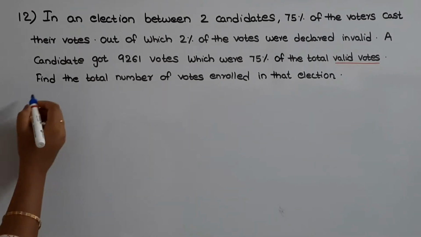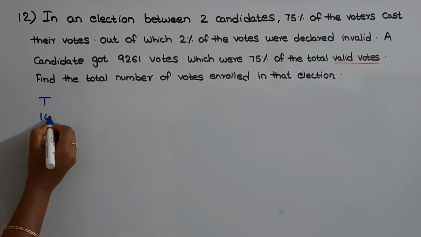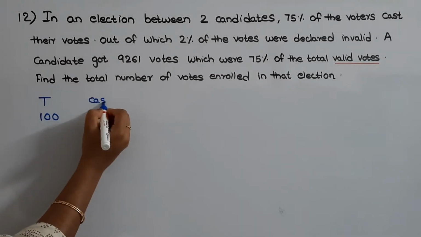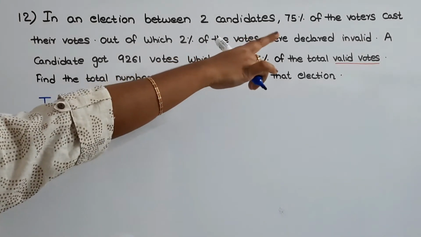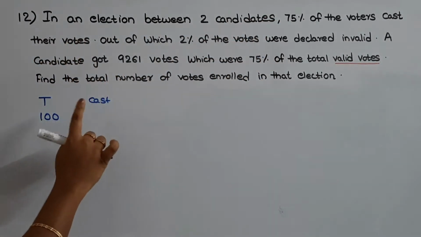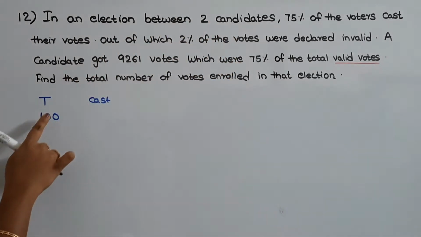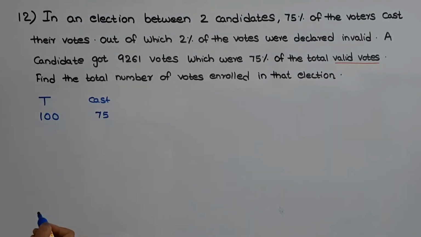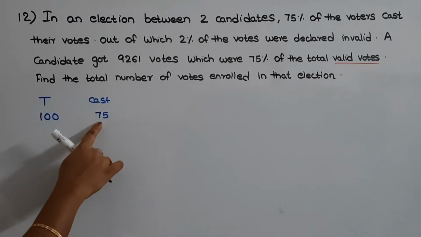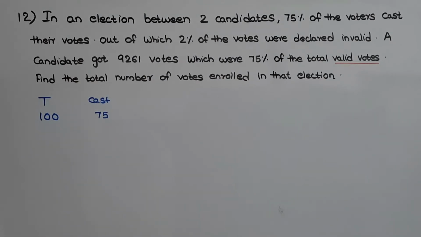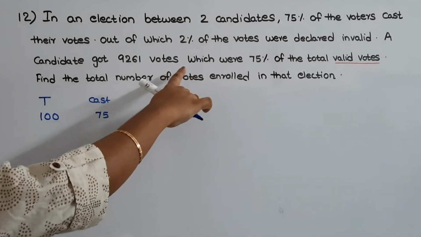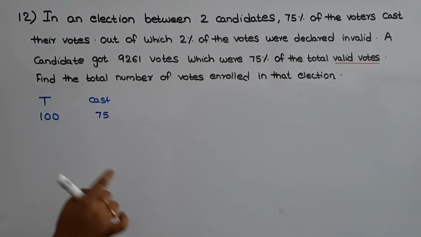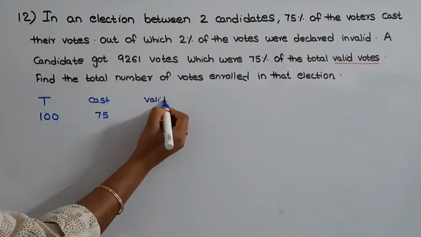So let us consider the total number of votes enrolled in the election as 100. Then the votes cast will be equal to, they are telling that 75% of the voters cast their votes. So the votes cast will be equal to 75% of 100, that is 75. Then they are telling that out of this 2% of the votes were invalid, and the vote secured by one of the candidates is 75% of the total valid votes. So we need to find out the number of valid votes.